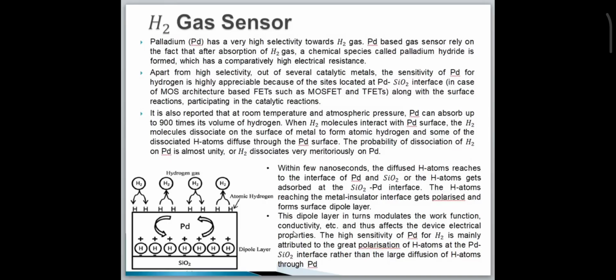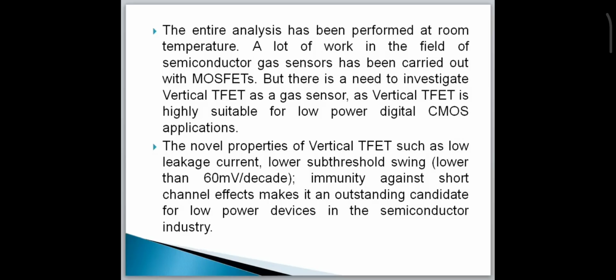The high sensitivity of the Pd for H2 is mainly attributed to the great polarization of hydrogen atoms at the Pd-SiO2 interface, rather than the large diffusion of hydrogen atoms through Pd. The reason behind the high sensitivity of Pd is mainly the great polarization of hydrogen atoms at the Pd-SiO2 interface. This is the basic principle to understand how the hydrogen gas junctionless vertical TFET gas sensor works. The entire analysis has been performed at room temperature.